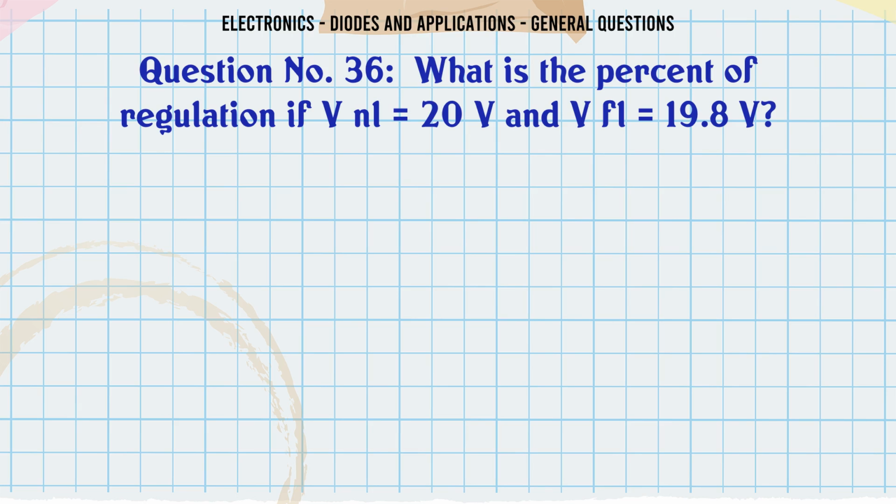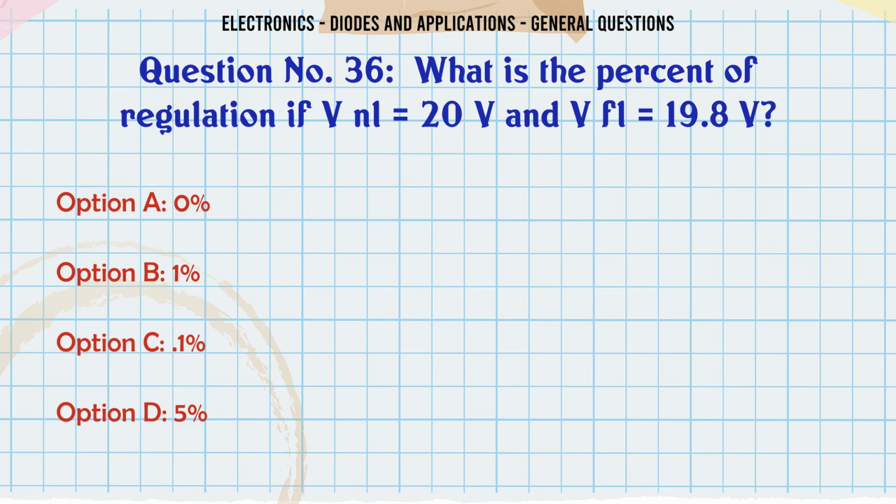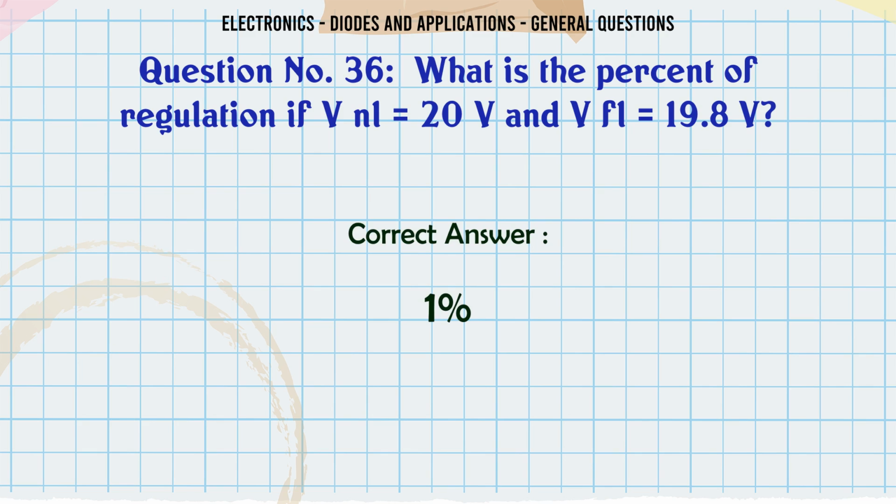What is the percent of regulation if VNL is 20V and VFL is 19.8V? A. 0, B. 1, C. 1, D. 5. The correct answer is 1.